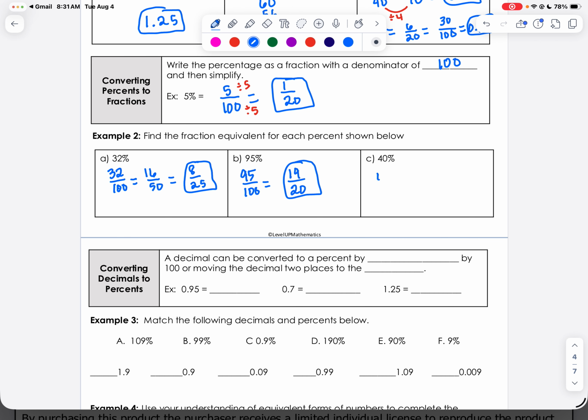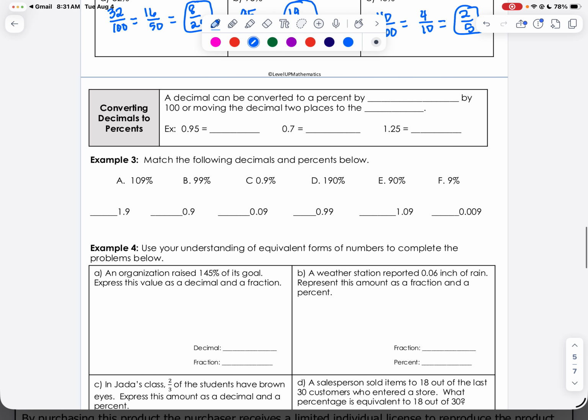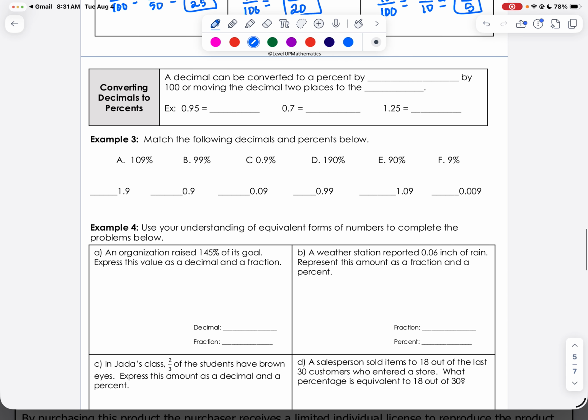All right, 40%. This would be equivalent to 40 over 100. If I divide those both by 10, I get 4/10. If I divide those both by 2, 2/5. So 40% is equivalent to 2/5. All right, let's talk about converting decimals to percents.